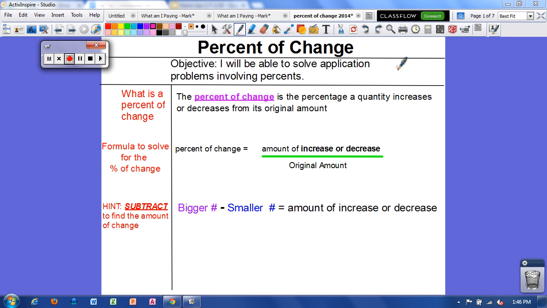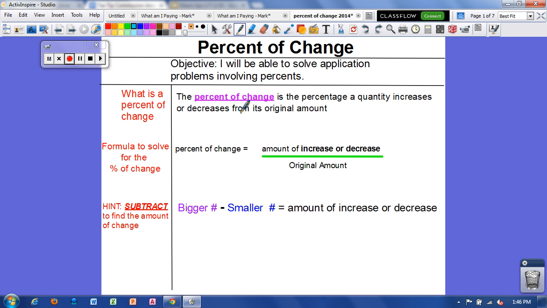Hey guys, alright, today we are talking about percent of change. Your objective for today, you will be able to solve application problems involving percents. Make sure you write down everything that you see on each slide and make sure you write down everything that I write down. Alright, so first of all, what is a percent of change?